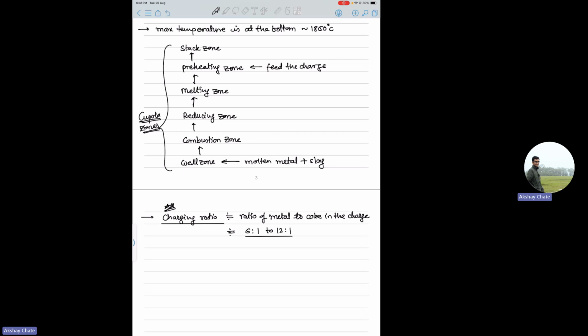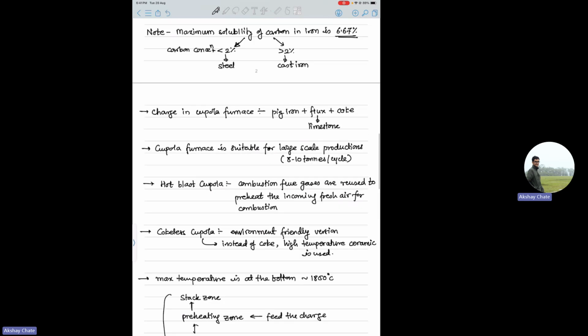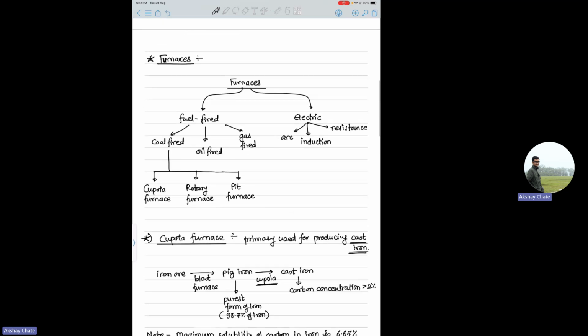And yeah, there are other things, etc. But this is the most common aspect for our competitive exam preparation. Other than that, I think we covered most of the cupola. So let's move on to the next one, which is, yeah, and as I said in the classification some time back, yeah.